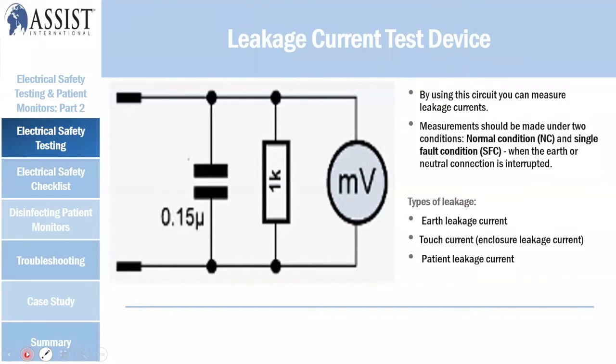Normally you're going to do normal condition and single fault condition. The types of test that you're going to do are leakage current, touch current, or well known as enclosure current, and patient leakage current. So you need this circuit to do the measurement.